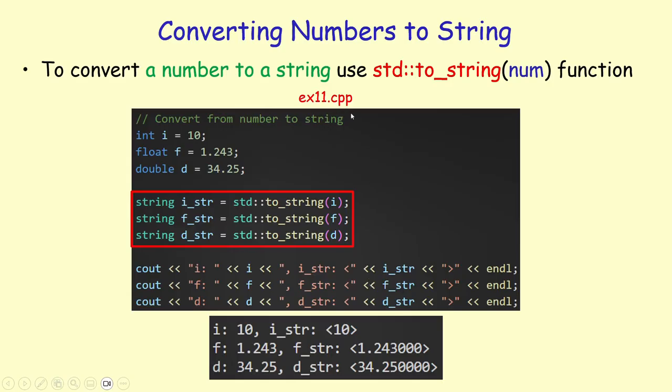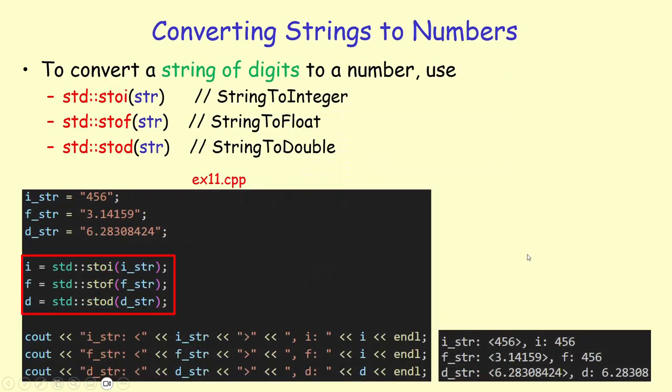And here's an example. This is example 11. I'm first printing the actual value of the number, and I'm calling to_string to convert the number into a string, and then printing that string out on the screen. And sometimes you would like to do the reverse operation, meaning you have a string that represents a number, and you would like to convert that string into a number. So how can we do that?